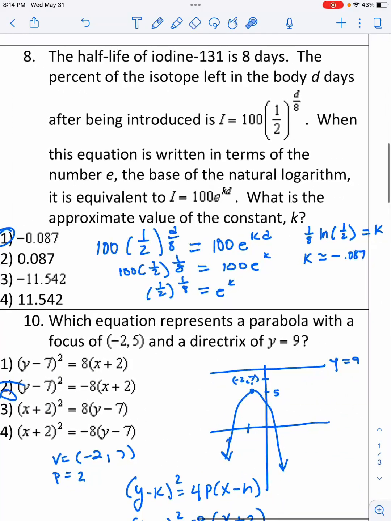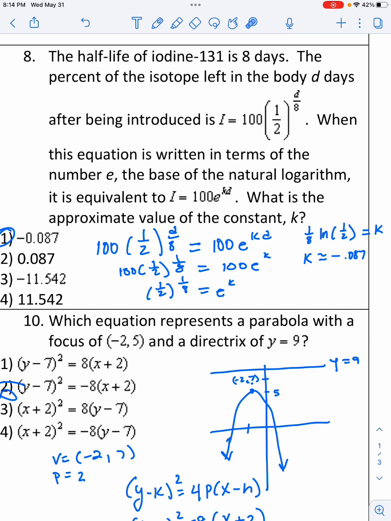Okay. So this one's giving us an equation for the half-life of iodine. When the equation is written in terms of e, we can use this function. So it's saying that they are the same, right? So if we want to solve for k, we don't want to have both k and d in our equation. And since they are the same, they're equivalent, if we say that d is equal to 1 on the one side, d is also going to equal 1 on the other side. This way we only are left with k.